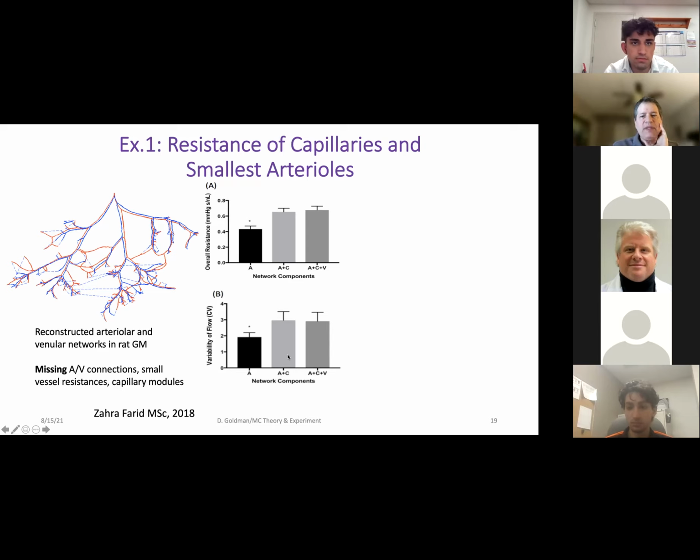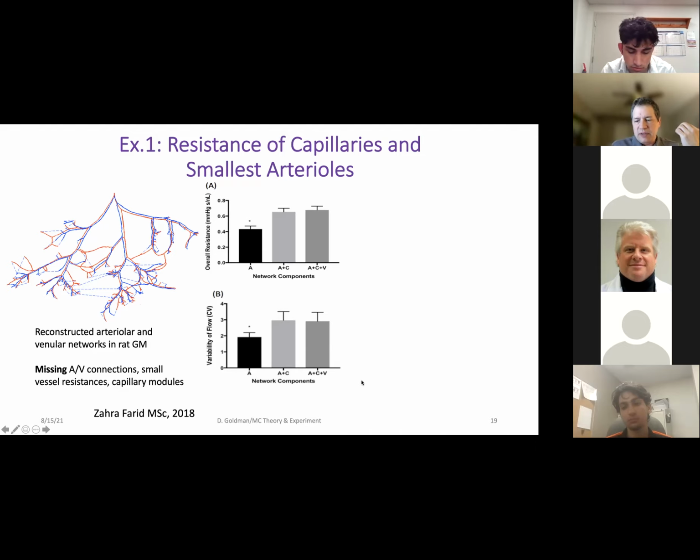And so from this, and from comparison to measured flows, we developed a model for adding in small arterioles and adding in capillaries to this network. As part of that, the flow model was key, because that connects what we measured, the assumptions we made about smaller vessels, and then it gave us the flows in the end.